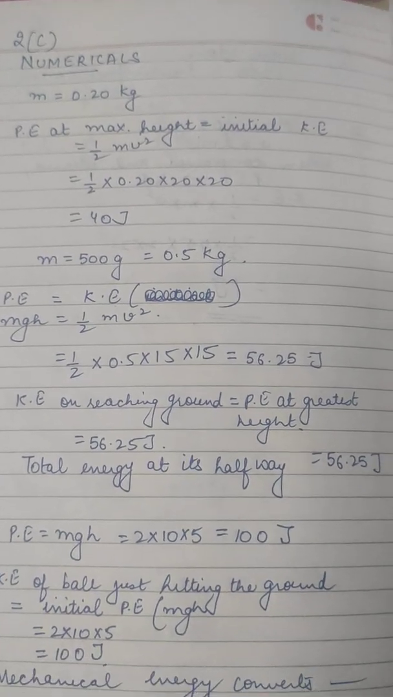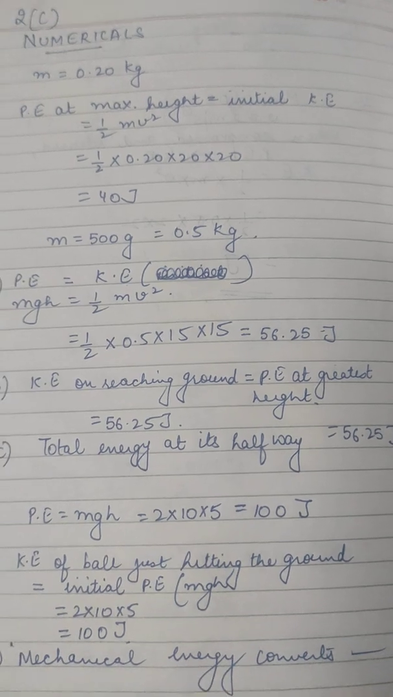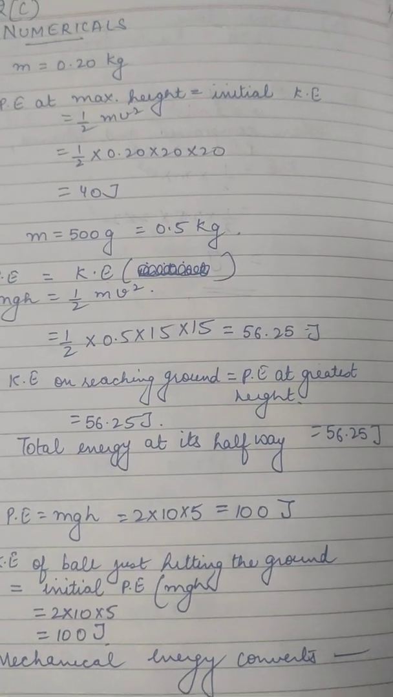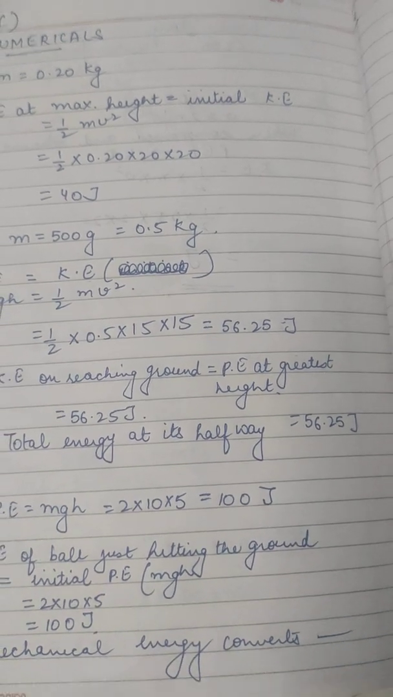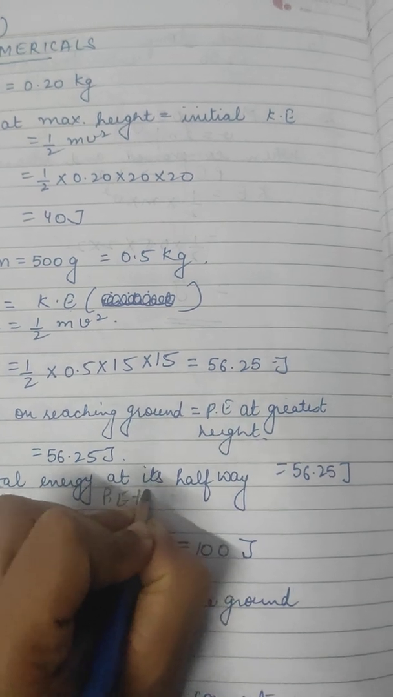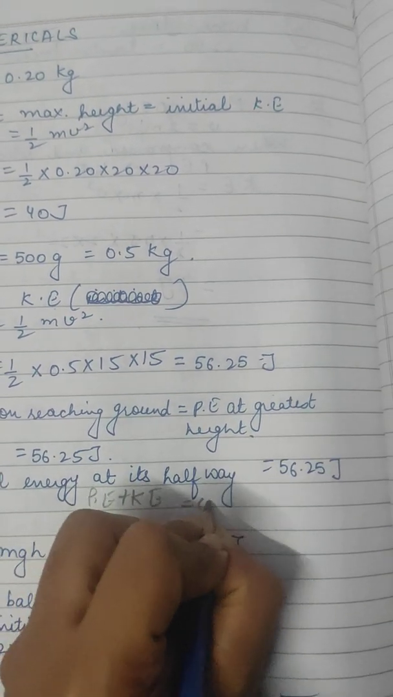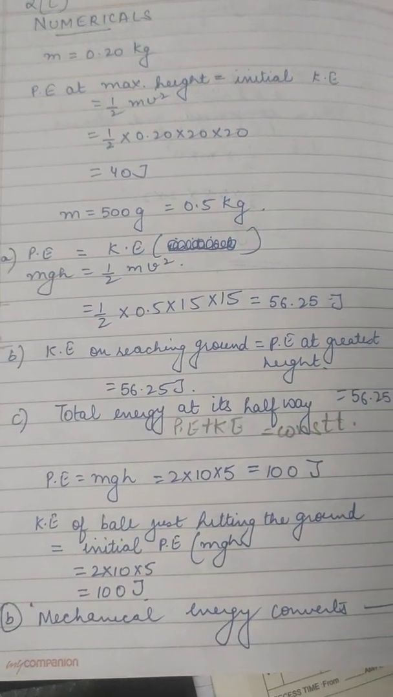So in the first case, mgh will be equal to half mv square, so the value is 56.25. In the second case, it's again kinetic energy they are asking, so that is half mv square. The total energy at its halfway as potential energy plus kinetic energy will remain constant throughout the procedure, so it is also equal to 56.25 joules.